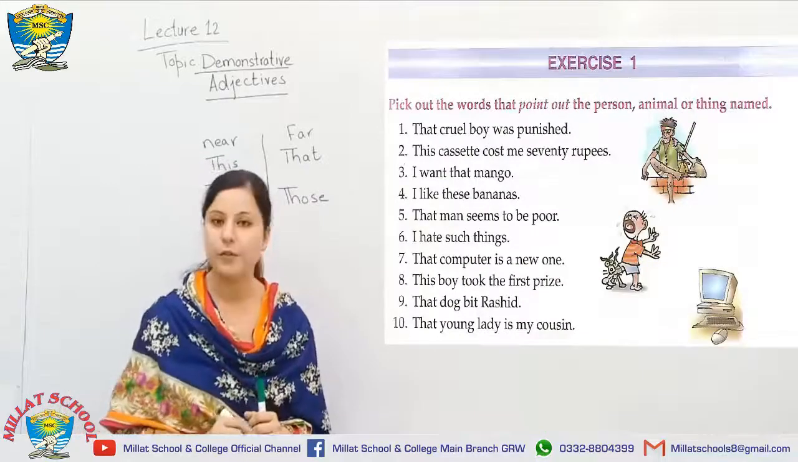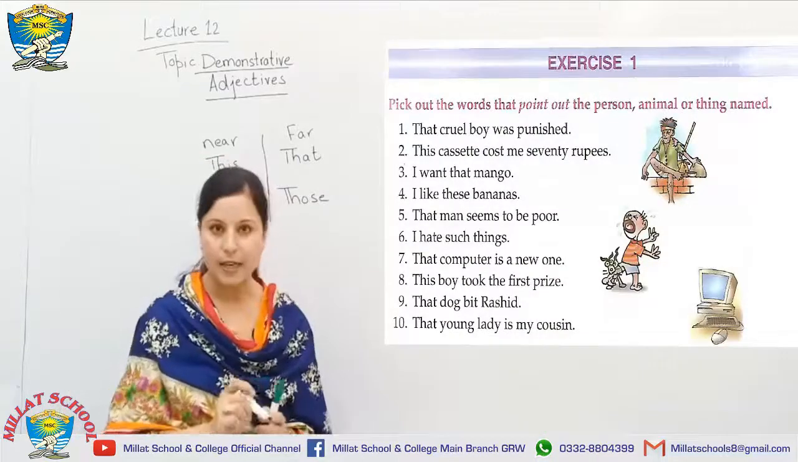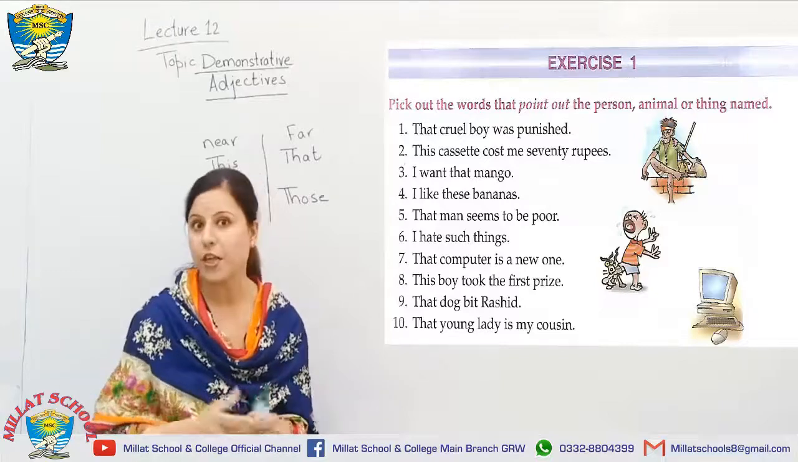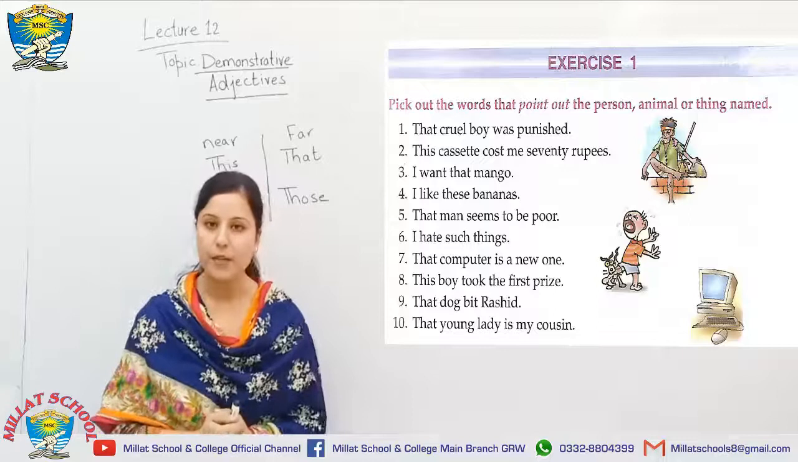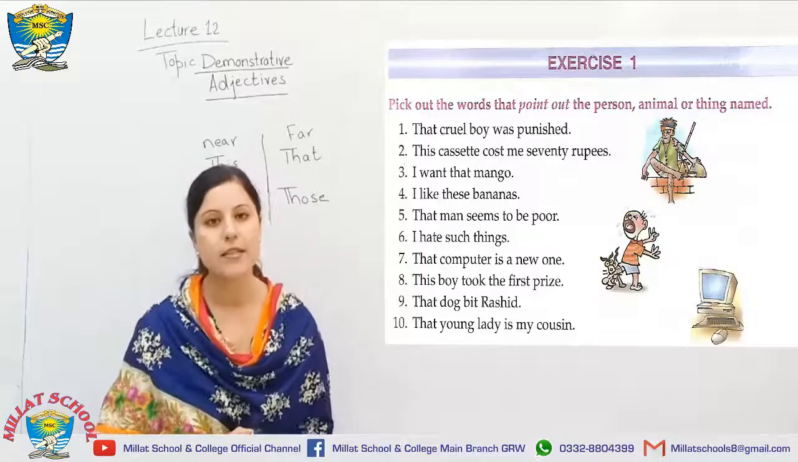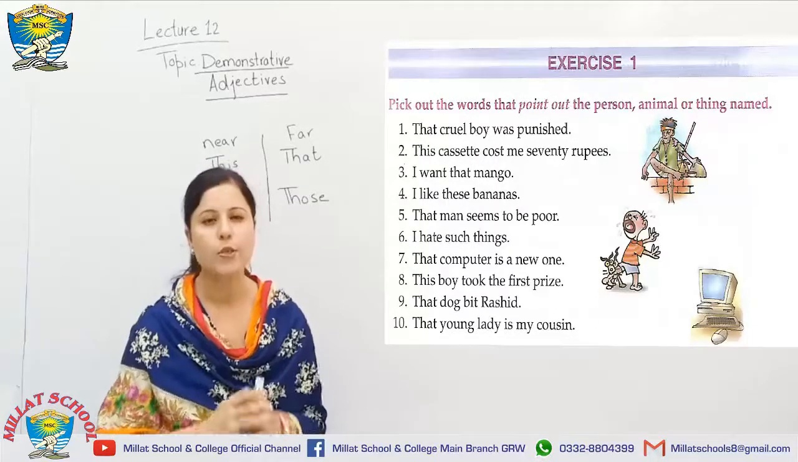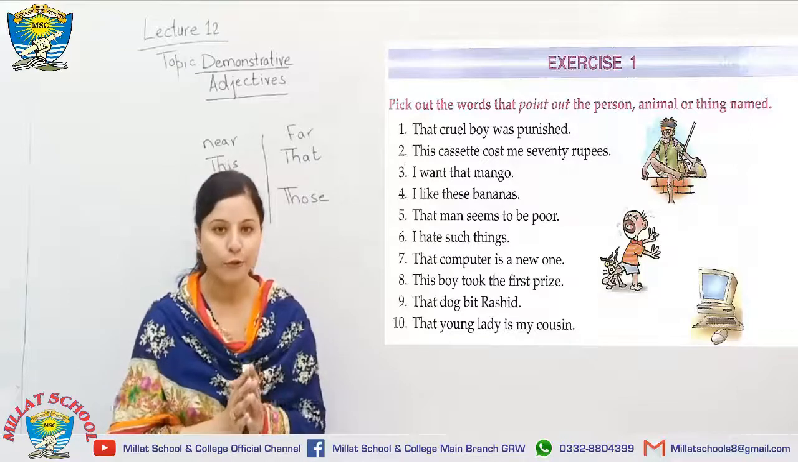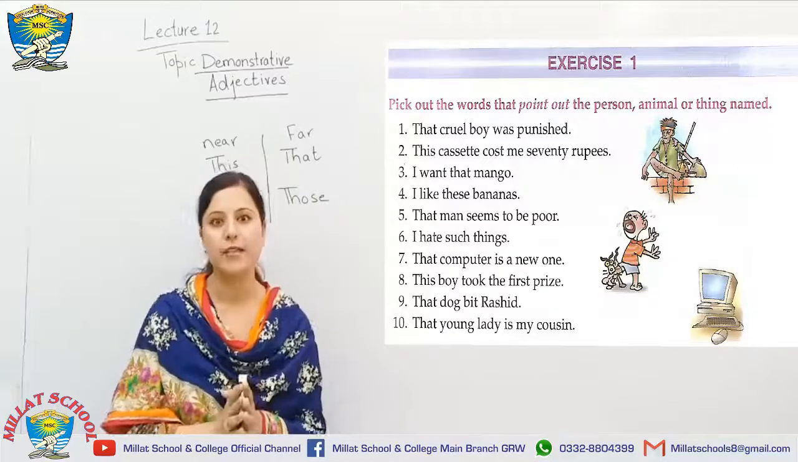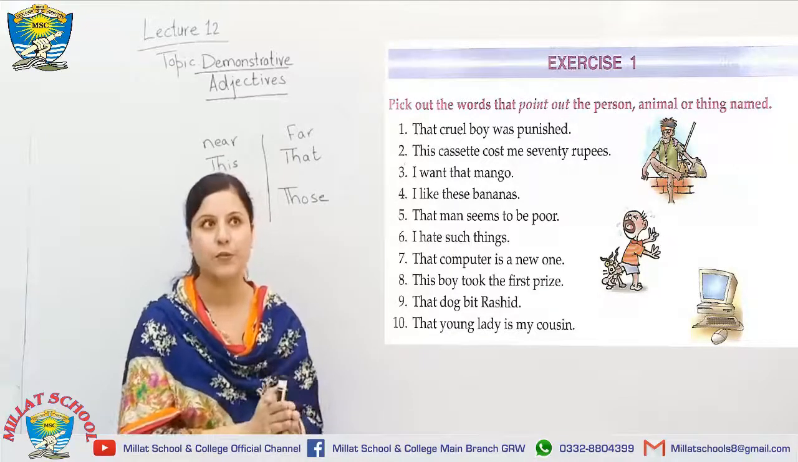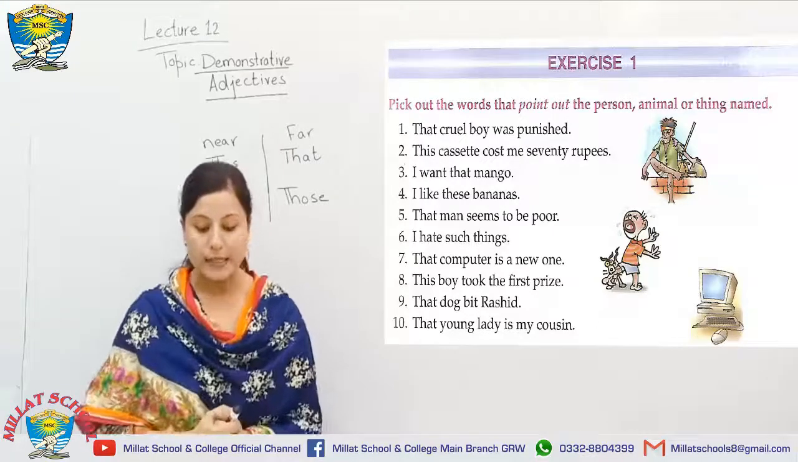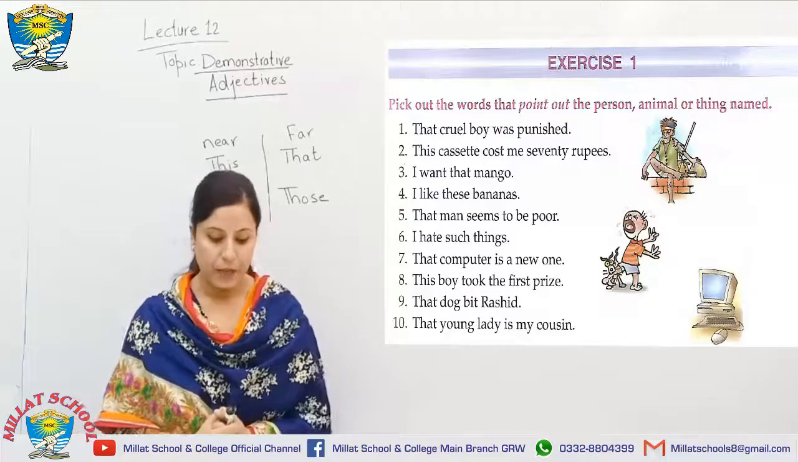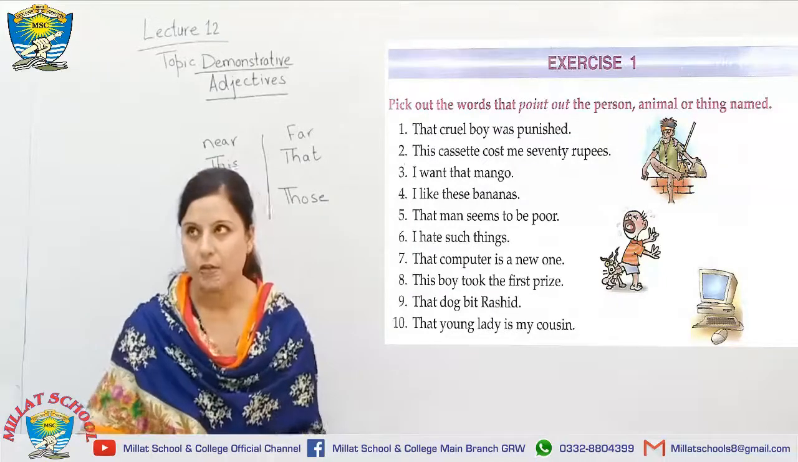Have a look at your book pages. Page number 58 tells us something about pointing out devices. On page number 59, here is exercise number 1 that is very clear to all of you, and now you have revised demonstrative pronouns as well as demonstrative adjectives. Number 1, that cruel boy was punished.